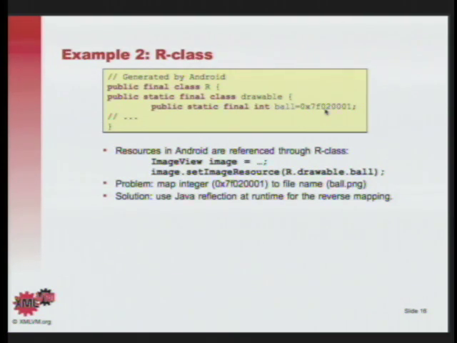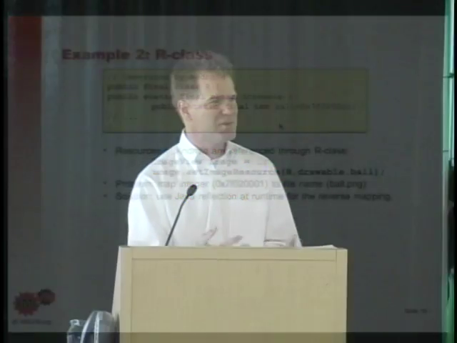But in your Android application, when you actually reference that, the way you do it is, for example, if you have an image view and you want to load it with that ball.png, what you do in Android is you say set image resource, and then you simply reference this field of this public static final class by saying R.drawable.ball, and you can see it's exactly here, R.drawable.ball. So far, so good. That's the way the Android people have decided to design the API to reference external resources.